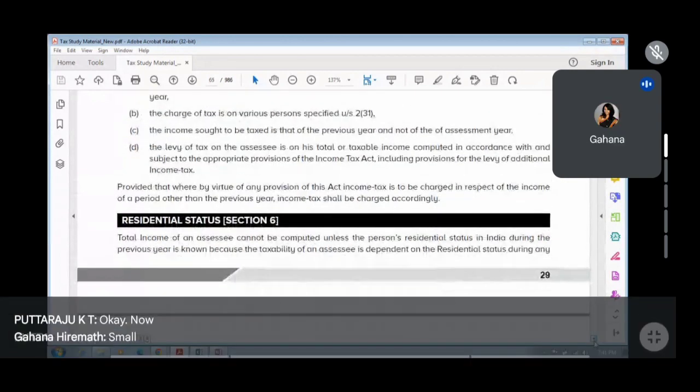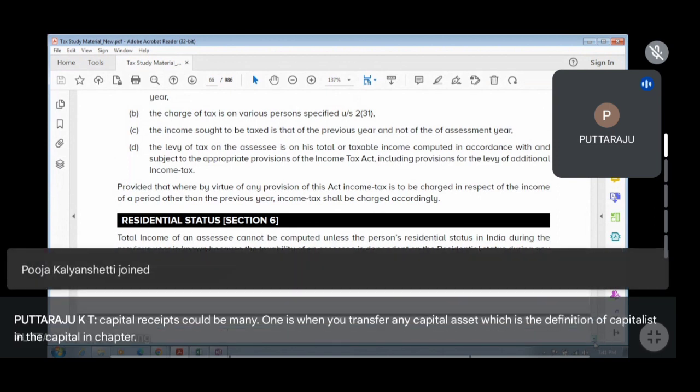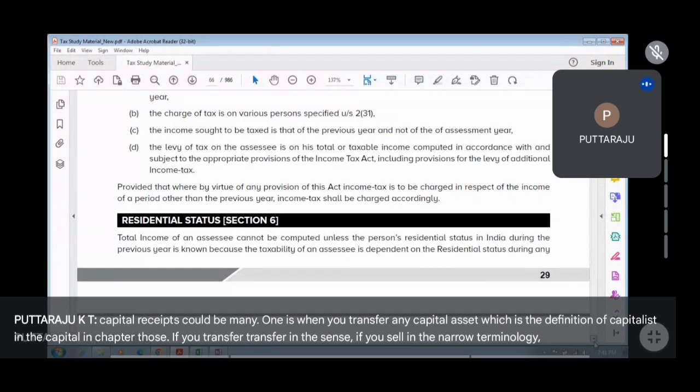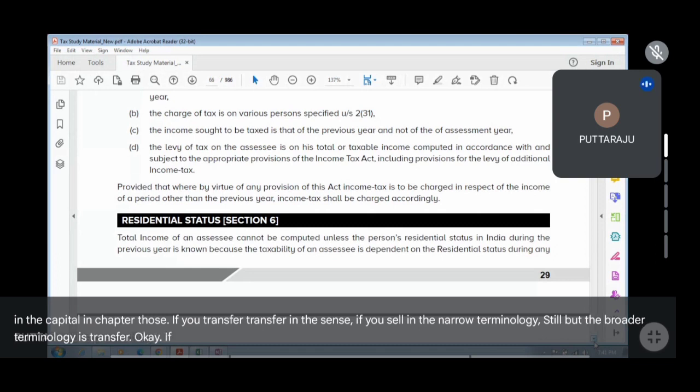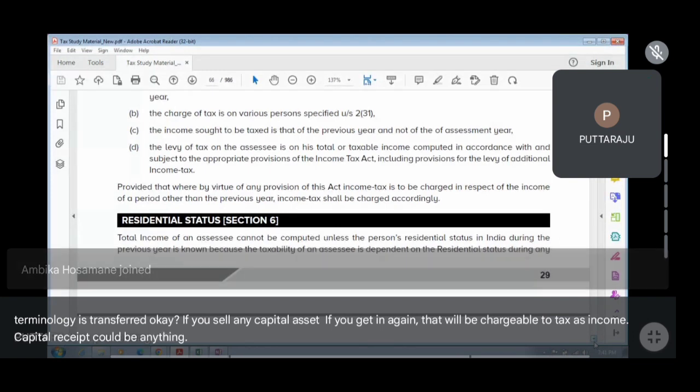So, what are capital receipts? Capital receipts could be many. One is when you transfer any capital asset, for which the definition of capital asset is given in the capital gain chapter. If you sell, in the narrow terminology, sale, but the broader terminology is transfer. If you sell any capital asset and get any gain, that will be chargeable to tax as income.